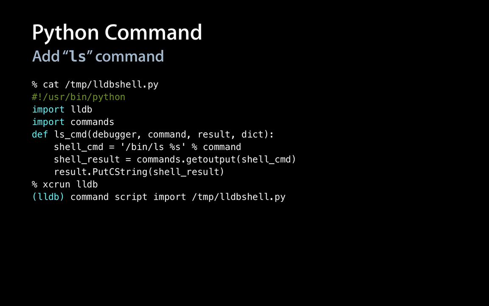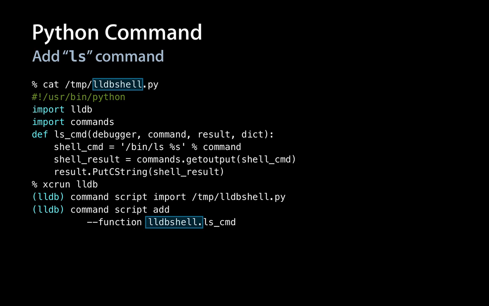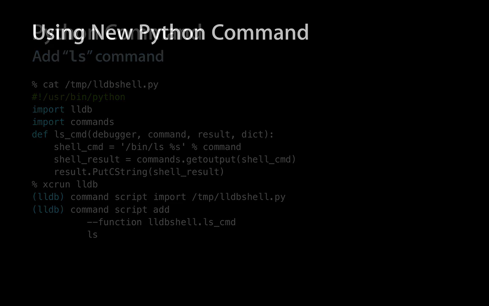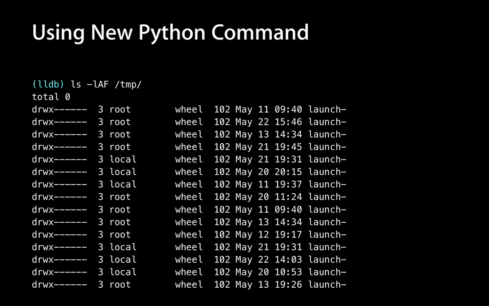To do that, we use the command script add command. Now, we specify that we want to bind it to a Python function, and we have to give it the Python module name, which is the same as the name of the file that you used. And we also bind it to a function inside of that module. So inside of one Python module, you can have multiple commands that you can actually bind up. And then all we do is give it a quick command name that we want to use. In this case, we'll use ls. And from here on out, when you're in the debugger, if you type the ls command, you can see that you've actually just added shell support into your debugger.